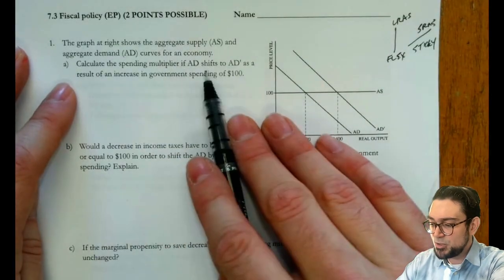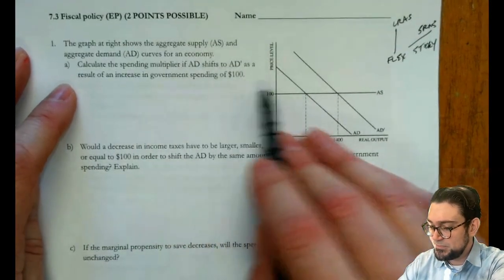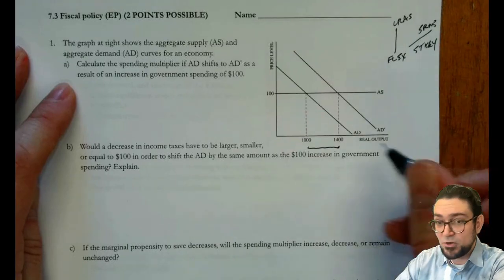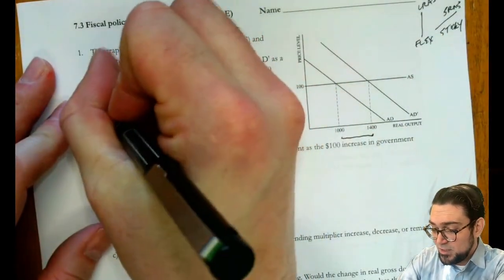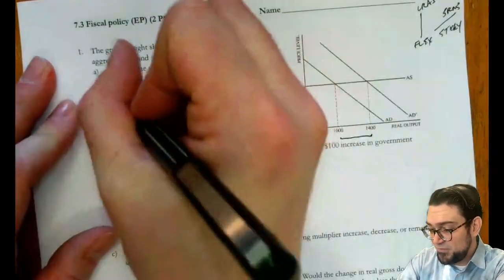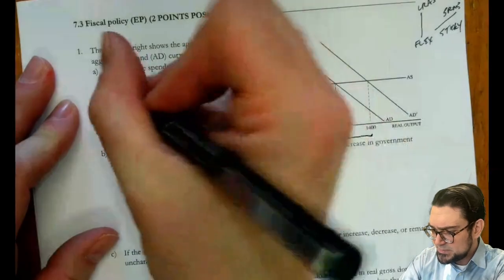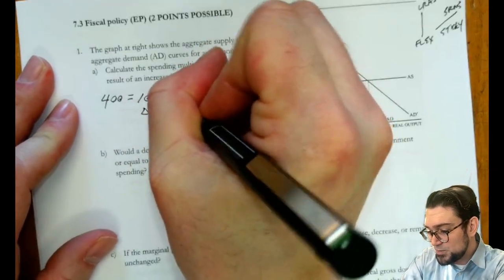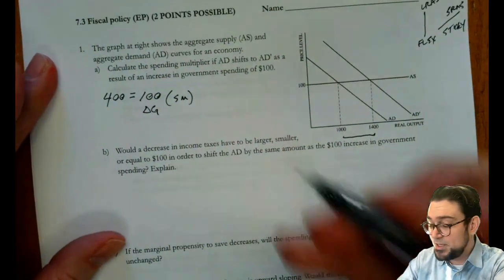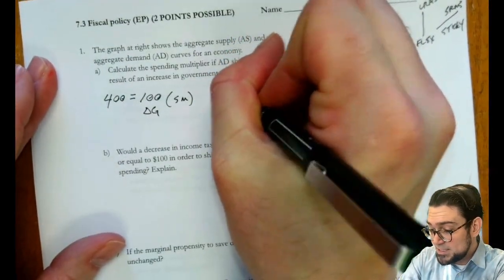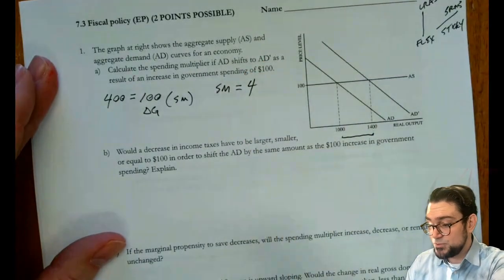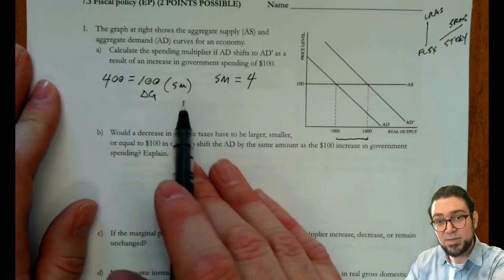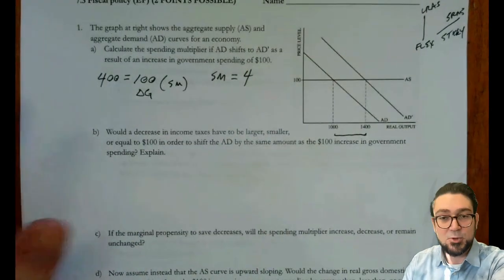First, it says calculate the spending multiplier if AD shifts to AD prime as a result of an increase in expenditures of 100. So we know that it's going to cause an overall increase in output of 400. So we know that 400 is the size of the effect, and we had a change of 100 in government spending, which is multiplied by a spending multiplier to get 400. So that means our spending multiplier must equal 4. It's really just a matter of looking at the new size of this increase and working backward to figure that out. That must mean the spending multiplier is 4.